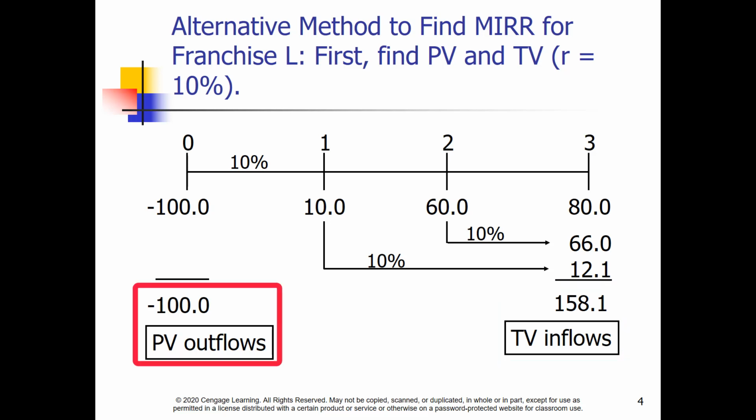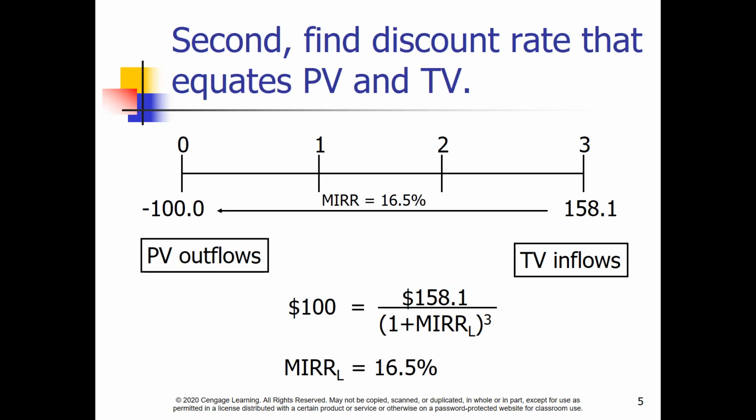In this example, we only have one outflow, the $100 it cost. Once we have the sums at each end of the timeline, we can easily solve for modified internal rate of return. This slide shows using a formula. We'll see the calculator solution on coming slides.